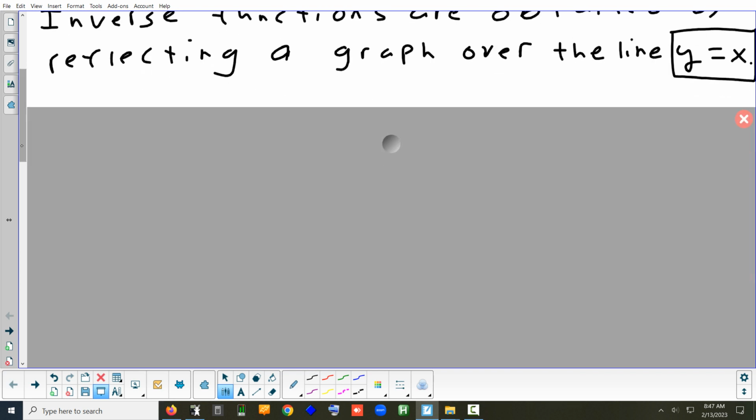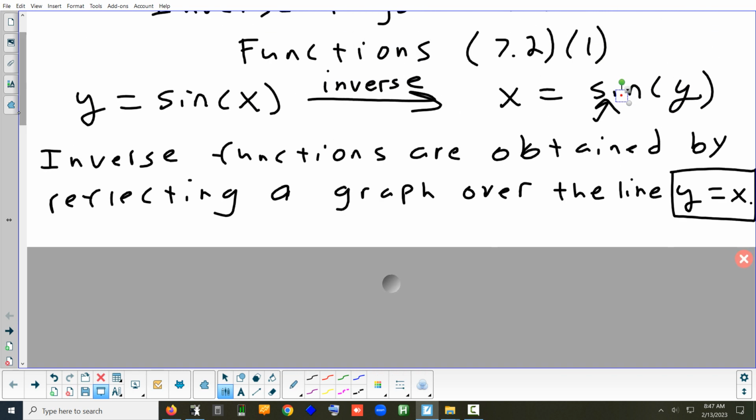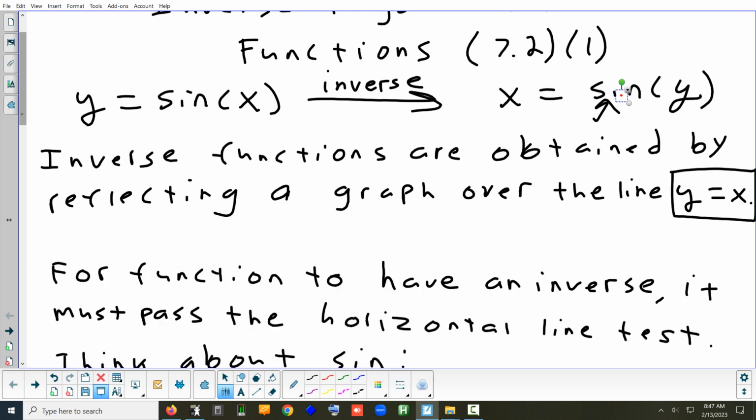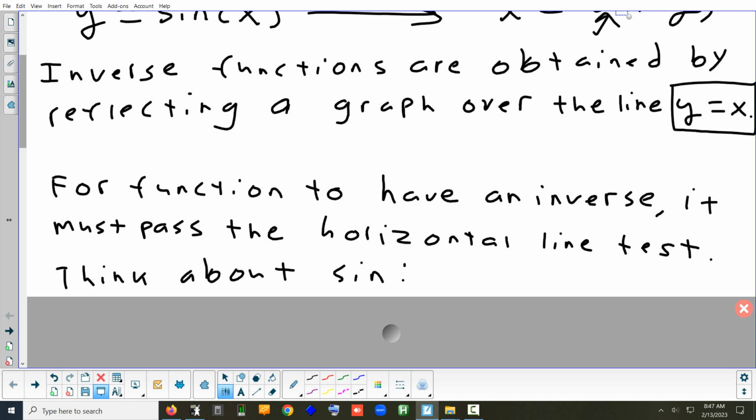Now, not every single function has an inverse, because for something to have an inverse, it has to pass a certain test. The test that it has to pass is called the horizontal line test. Okay, so you might have heard of the vertical line test. The vertical line test is used to determine if what you're looking at is a function. The horizontal line test is used to figure out if the inverse of what you're looking at is a function. And that's what we want. We want the inverse to be a function.